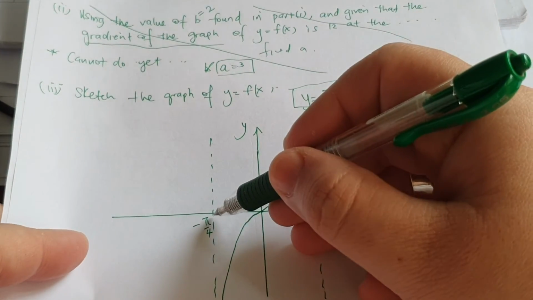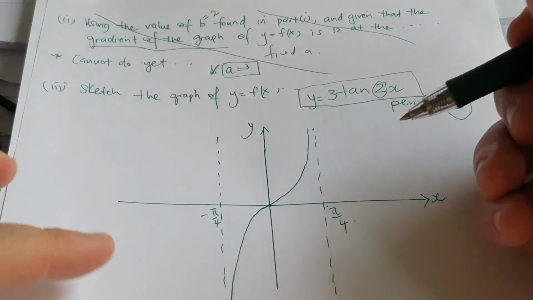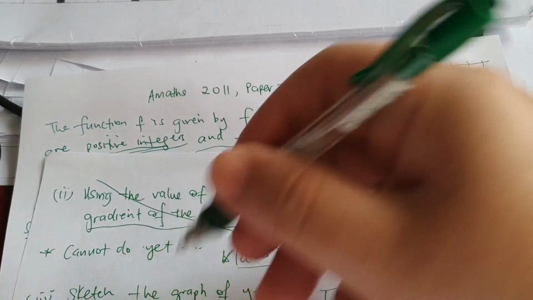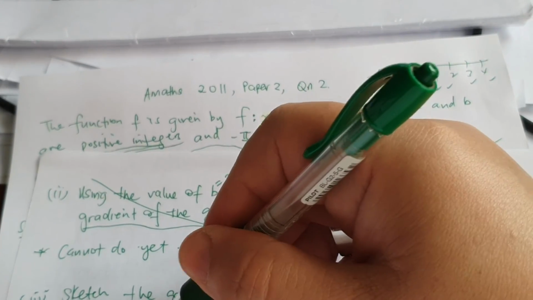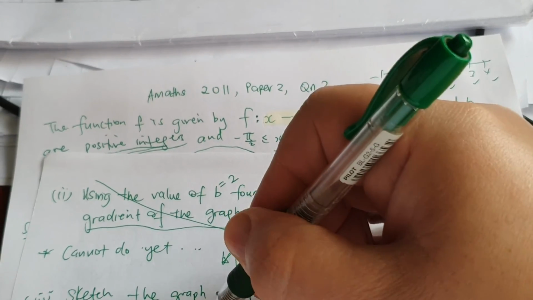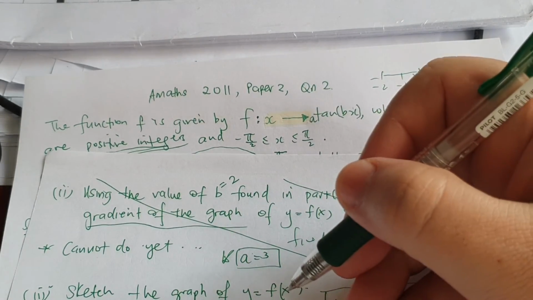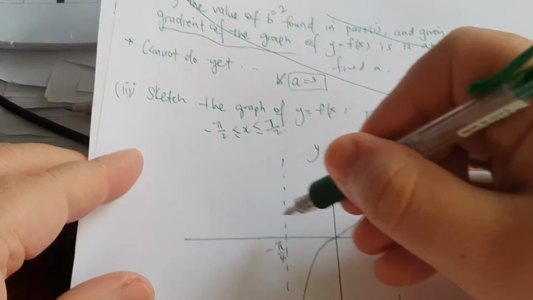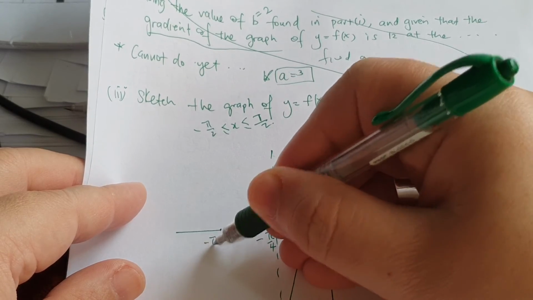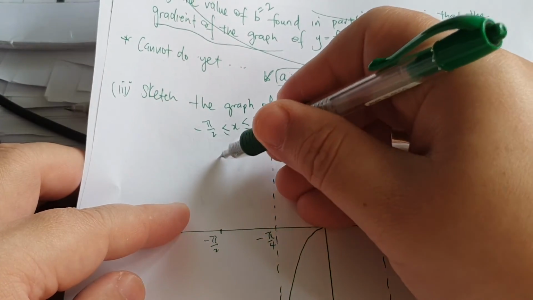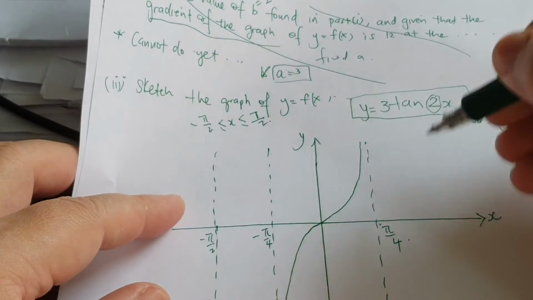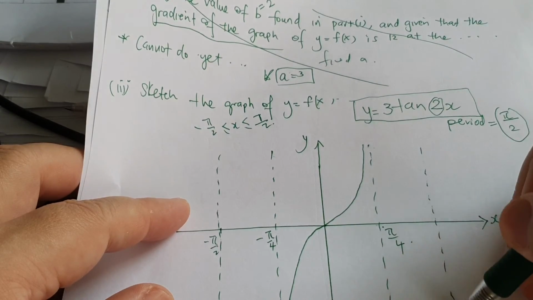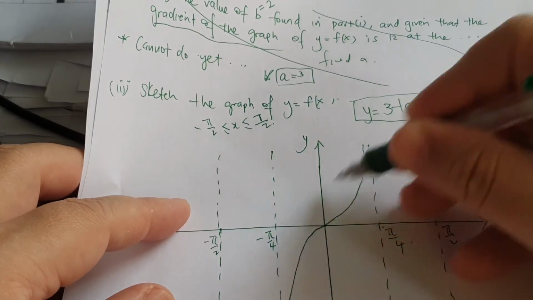Now, I've drawn from minus pi over 4 to here already, but they want us to draw for this interval, minus pi over 2 to pi over 2. So this is what I need to draw. Now this is like 1/4. If I have another 1/4, I will get minus half. This is 1/4. If I have another 1/4, it will be half of pi. So I need to draw until here.